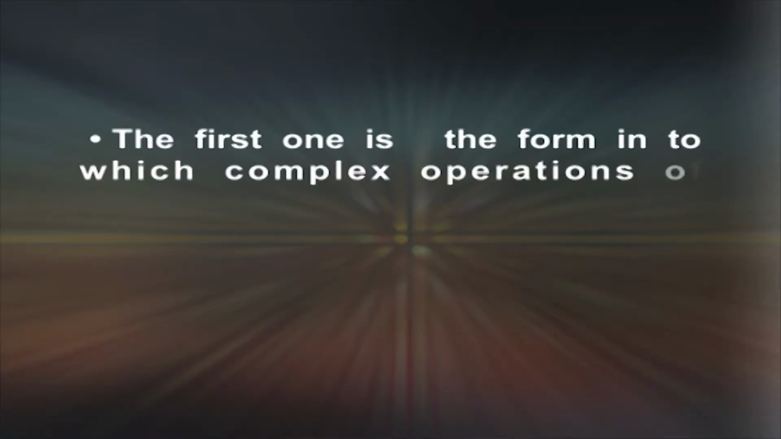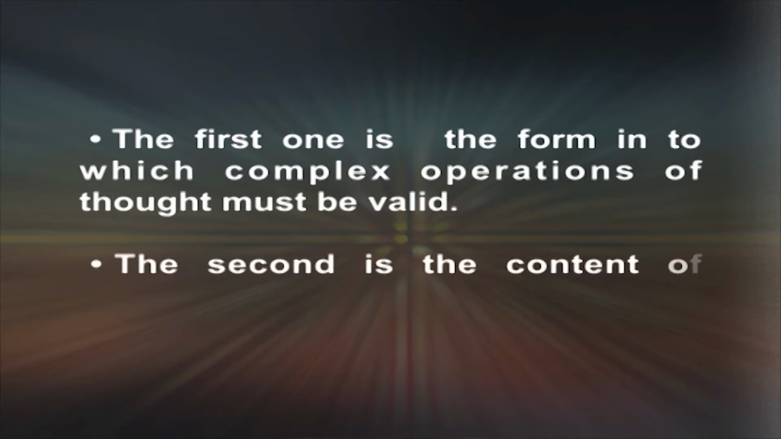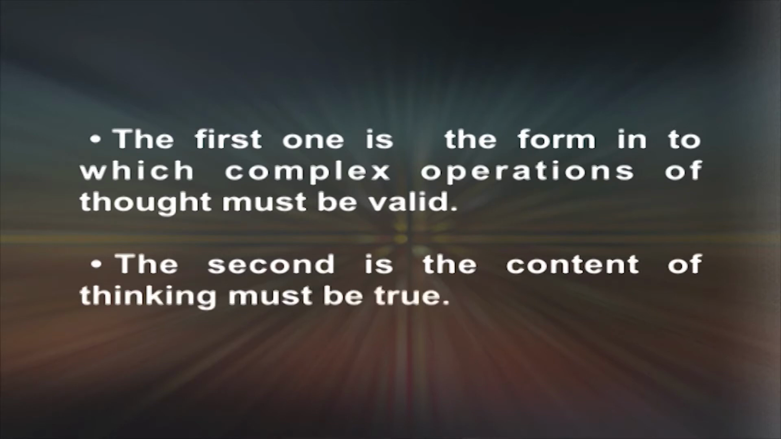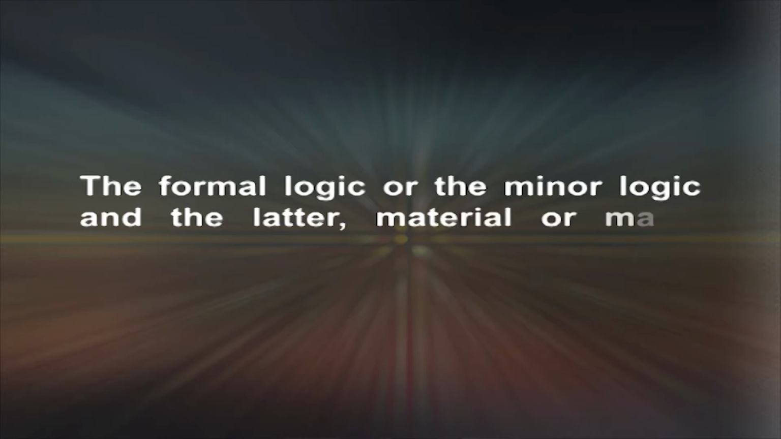To reach this goal, two things are required. The first one is the form: the complex operations of thought must be valid. The second is that the content of thinking must be true. These twofold requirements lead to a fundamental division of logic. The former is called formal logic or minor logic, and the latter material or major logic.